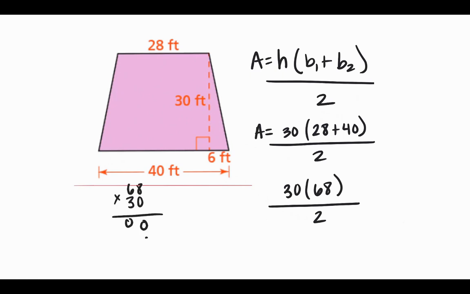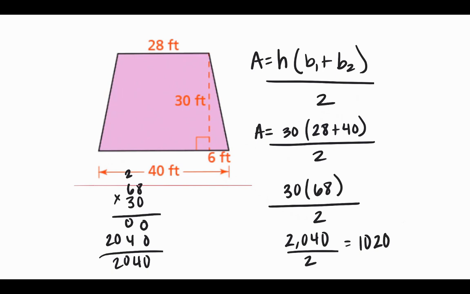Okay, so we have 0, 0. 3 and 8 is 24. 6 and 3 is 18 plus 2 is 20. So we have 2040 divided by 2. So I know that 2 goes into 20 10 times. And I know that 2 goes into 40 20 times. And voila, there we go. And of course, we need to put our units.